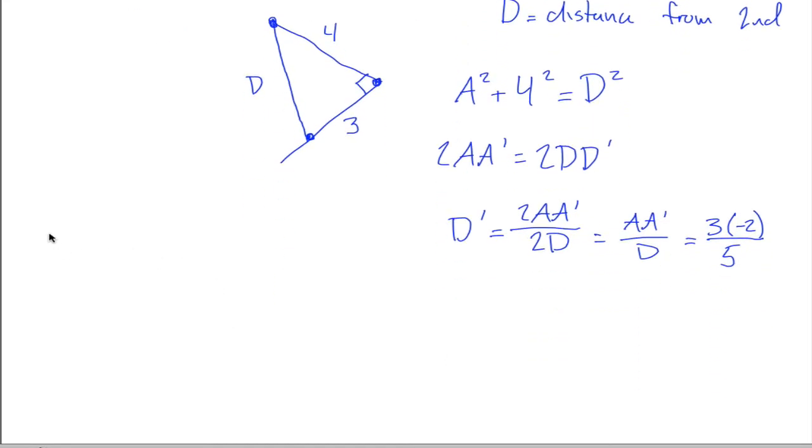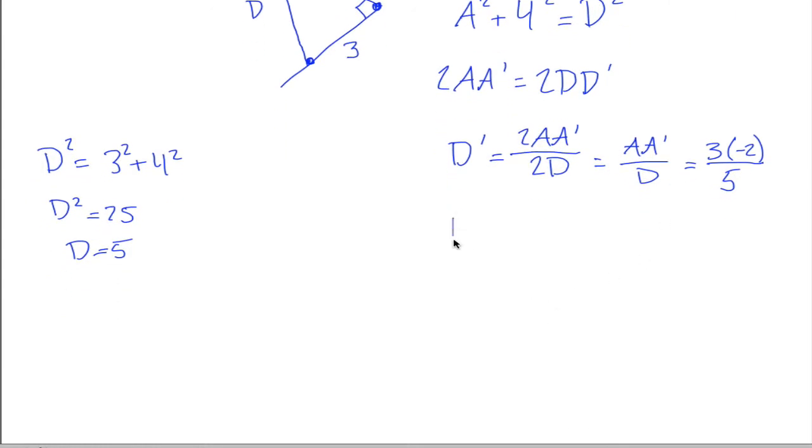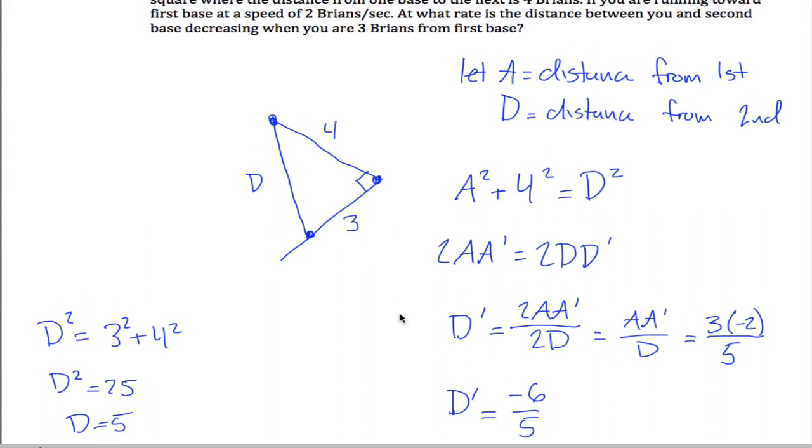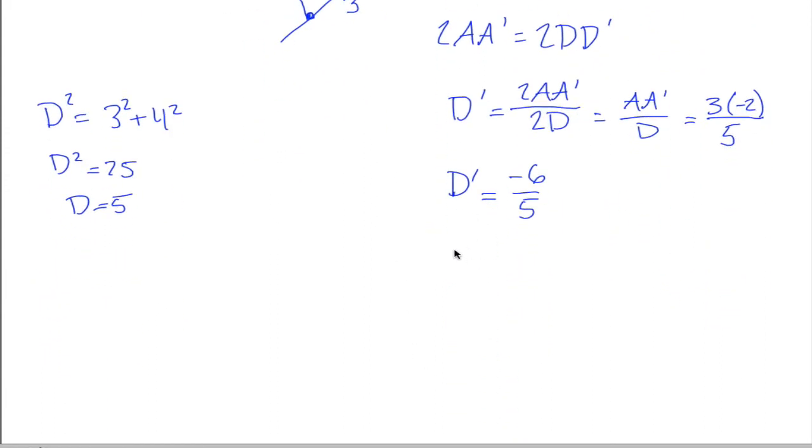If you have trouble figuring out why D is equal to 5, D squared is 3 squared plus 4 squared. So D squared is 25. D equals 5. So what I get is that d prime is -6/5. If you leave it like this, I'm probably fine. I am fine.